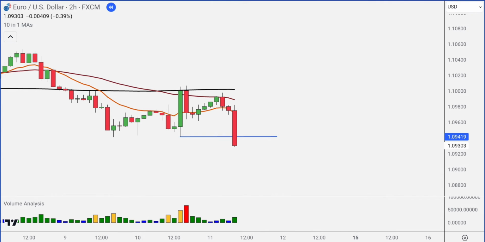The support line we drew was broken by a large red candlestick, but the volume indicator is not showing yellow or red columns. Therefore, it would be prudent to wait before opening a trade.